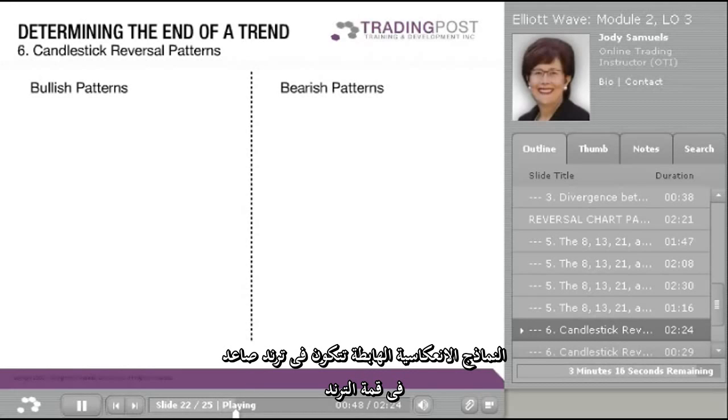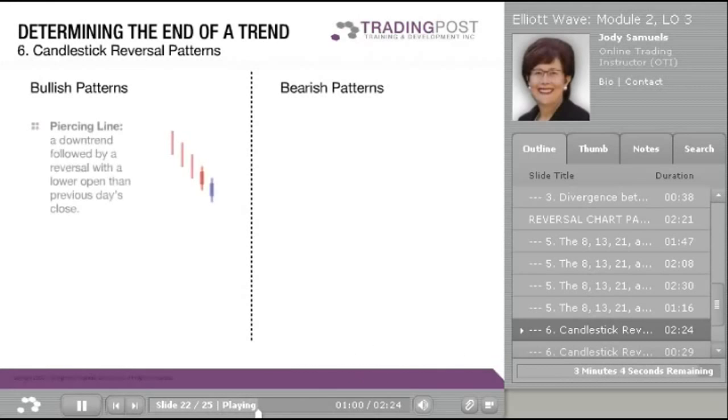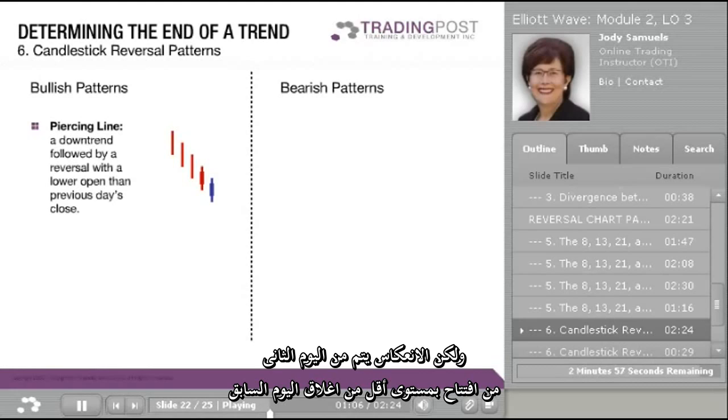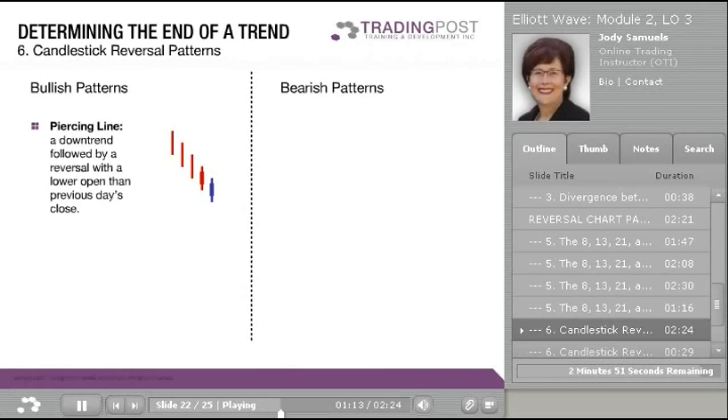Bearish reversal patterns form in an uptrend at a price peak. Bullish reversal patterns form in a downtrend at a price low. A few reversal patterns include the piercing line. This pattern has bullish implications as the downtrend is intact on day 1, but reverses on day 2 from an opening level lower than the previous day's close.